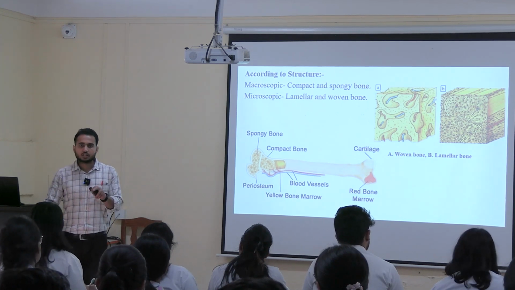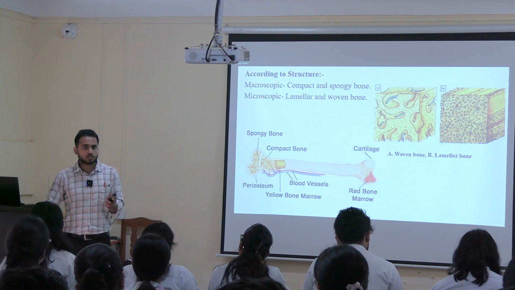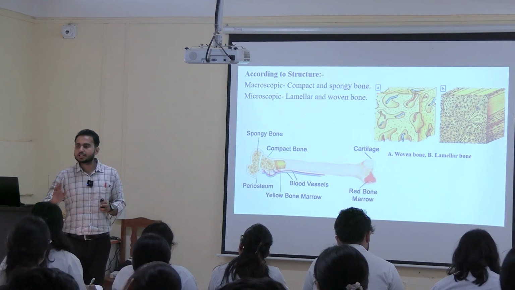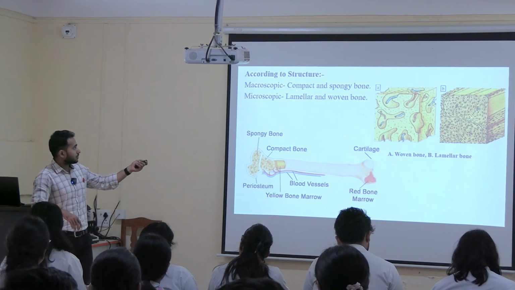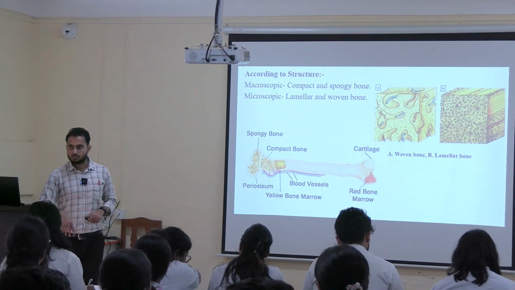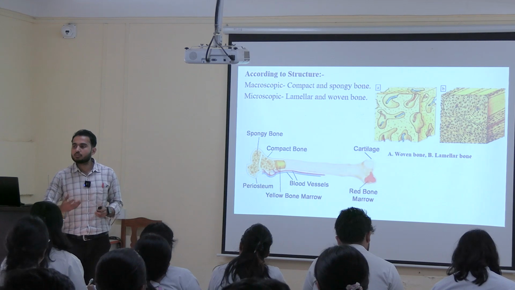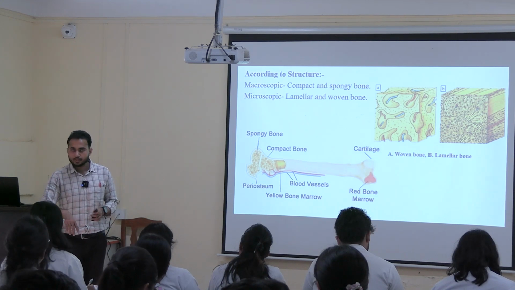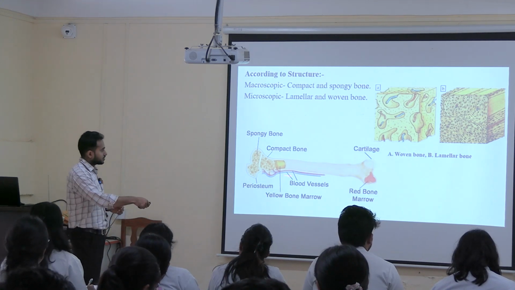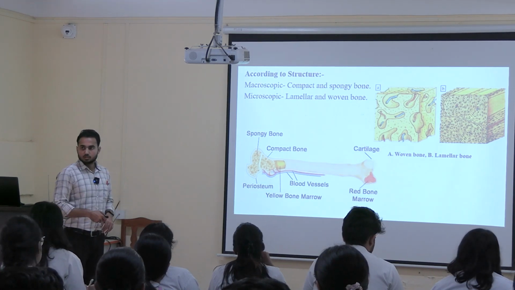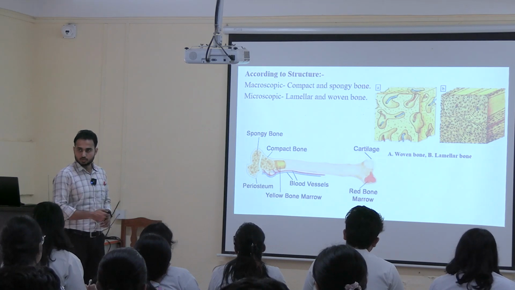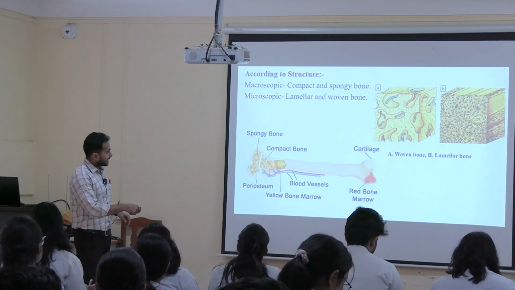Whatever you can see with your own eyes without using anything, that is the macroscopic structure. And that includes the compact bone and the spongy bone. For your reference, I have used one diagram over here. Which type of bone is this? Long bone. Okay, so an LS is taken.